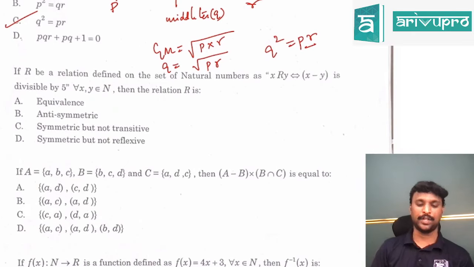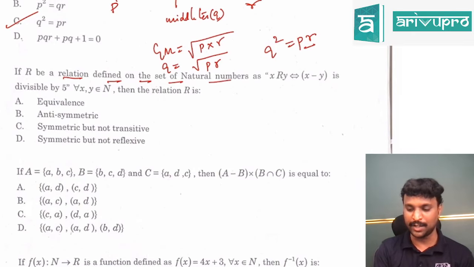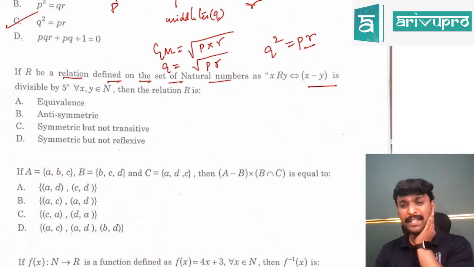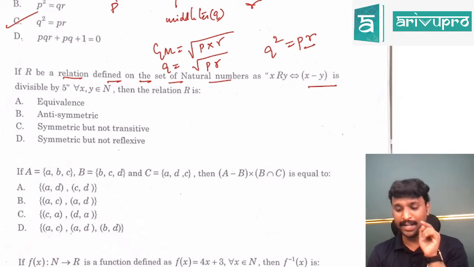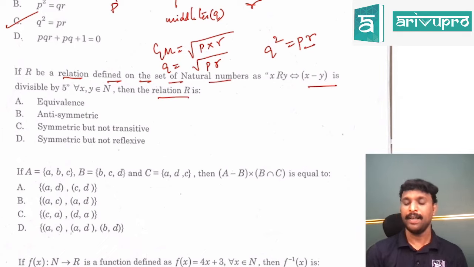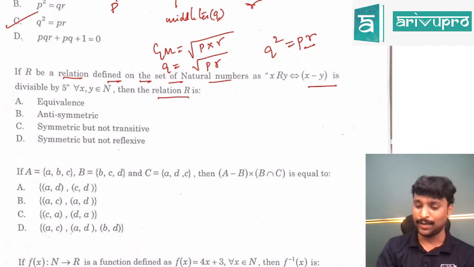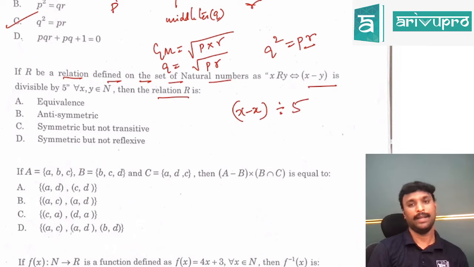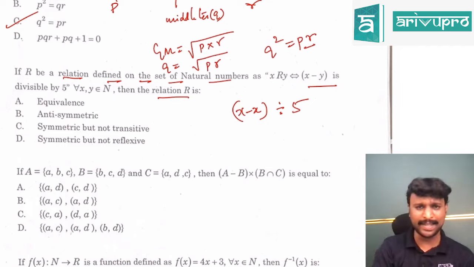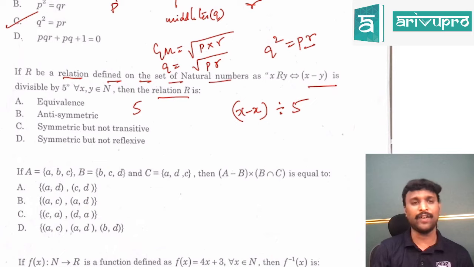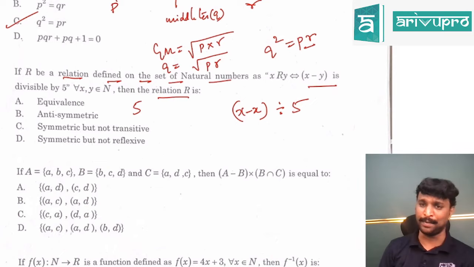Now look at the 70th question. If R is the relation defined on the set of natural numbers such that x minus y is divisible by 5, then for the relation R to be reflexive, x minus x should be divisible by 5, because reflexive means (x, x). Guys, if you take x as 5, obviously 5 minus 5 is 0. 0 definitely divides any number. Yes or no? So it is divisible. So it is reflexive.